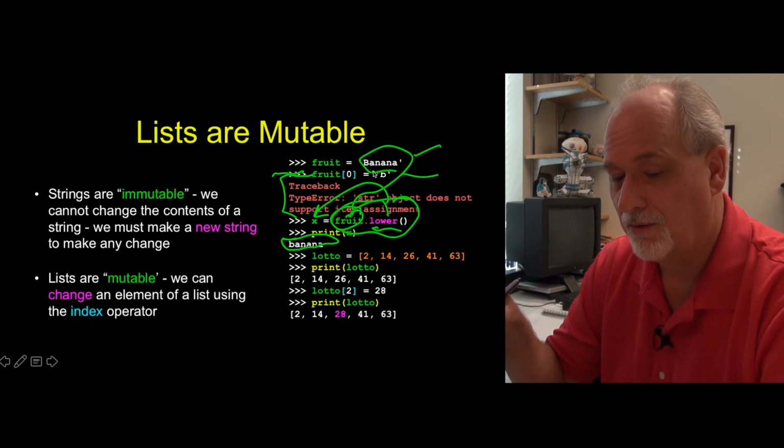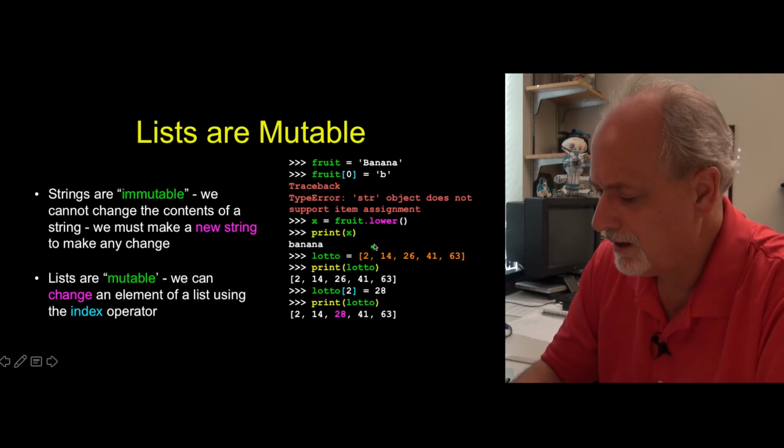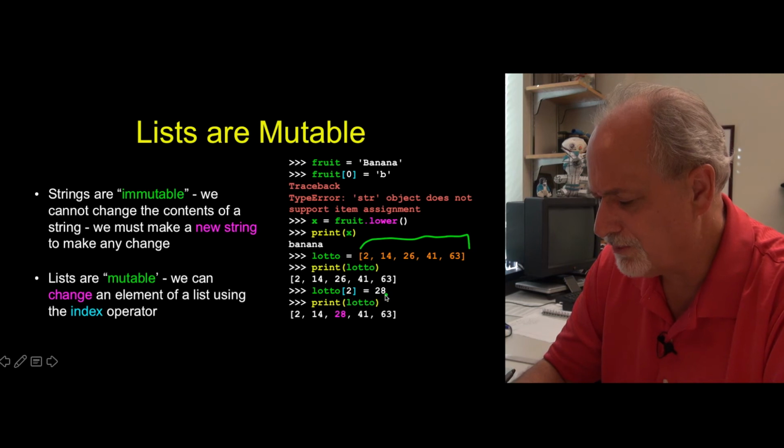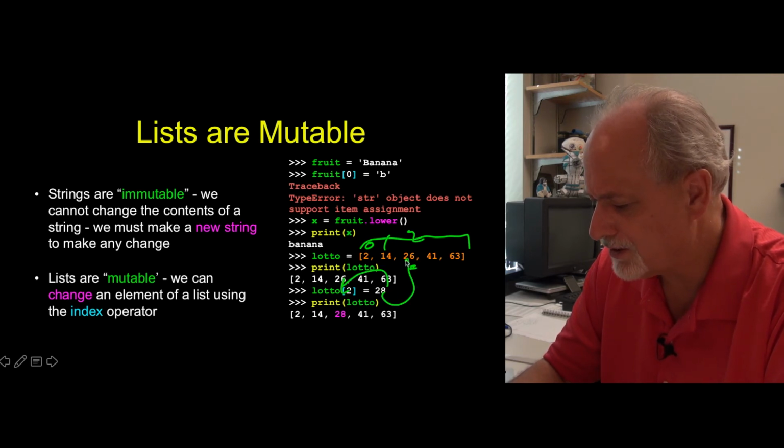Compare and contrast that with a list though. Here we have a 5-item list, 2, 14, 26, 41, and we're going to do the sub-2 position, and the sub-2 is 0, 1, 2, so that's that one right there, and we're going to assign a 28 into it. So that 28 is going in here, going to wipe that out and put 28 in.